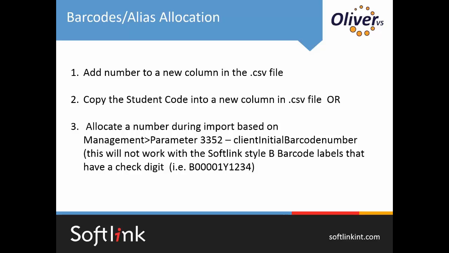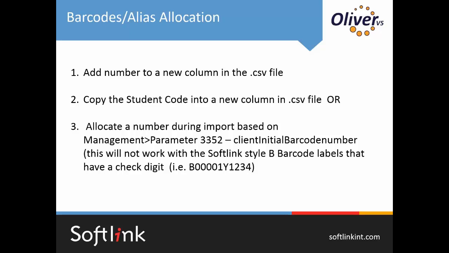And also, if you save that file and you strip off the zeros in the student code field, the admissions number field, that could cause problems sometimes. So you do need to be careful about leading zeros in the file if you open it in Excel. Now, you can allocate a number during the import, and that's based on management parameter 3352, and that's client initial barcode number.